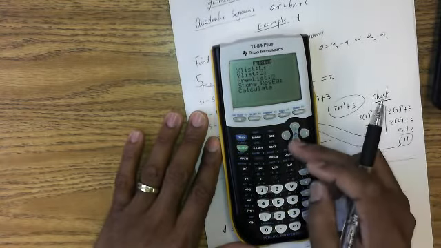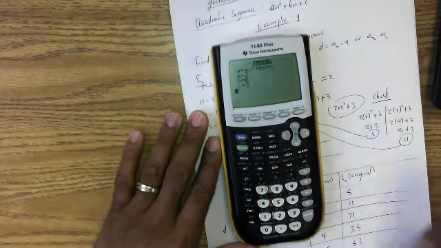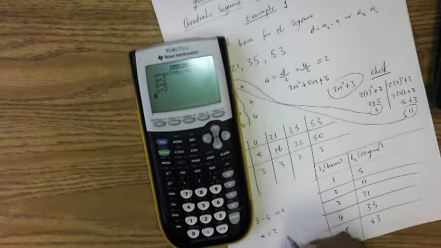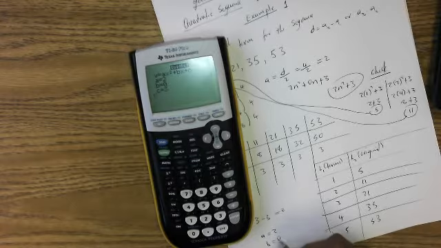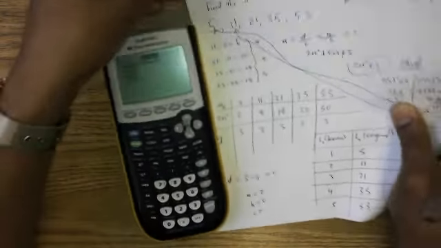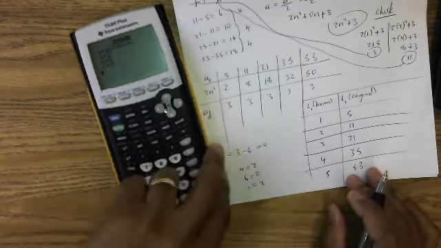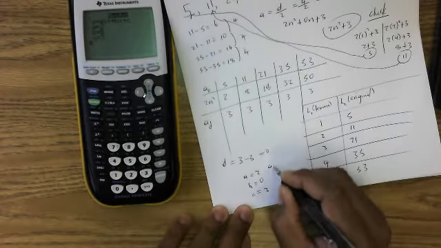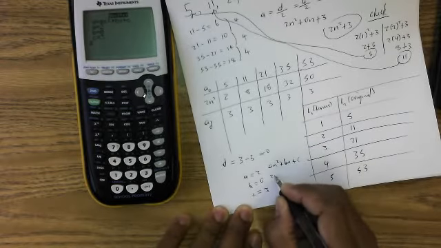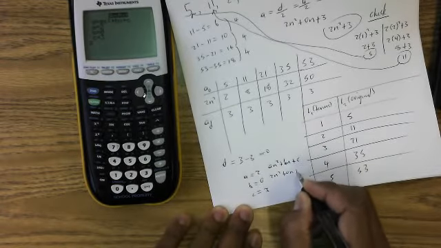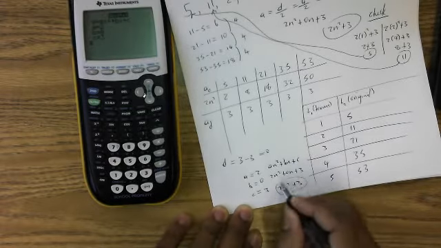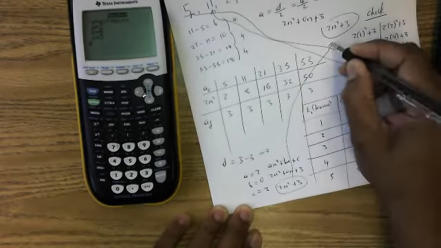Hit enter, come down to calculate, and it's showing us that our A value equals 2, our B value equals 0, and our C value equals 3. Okay? So if we put it back in this form, an squared plus bn plus c, this would just give us 2n squared plus 0n plus 3, which is just 2n squared plus 3. This would be the same thing as we got here.